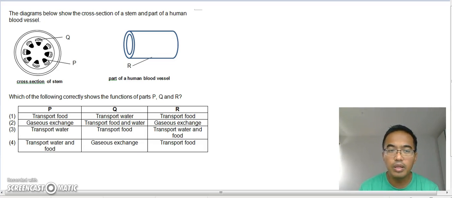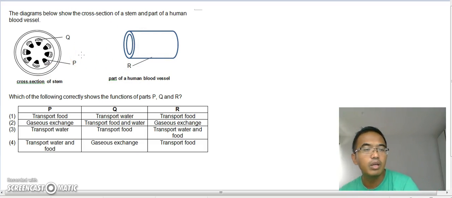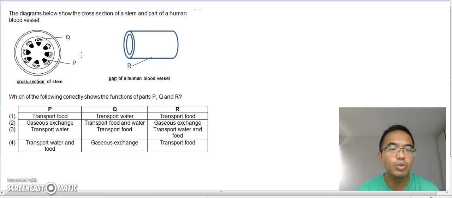Let's read the question together. The diagrams below show a cross-section of a stem and part of a human blood vessel. So this is the cross-section of a stem and this is part of the human blood vessel. Now which of the following correctly shows the functions of parts P, Q and R?